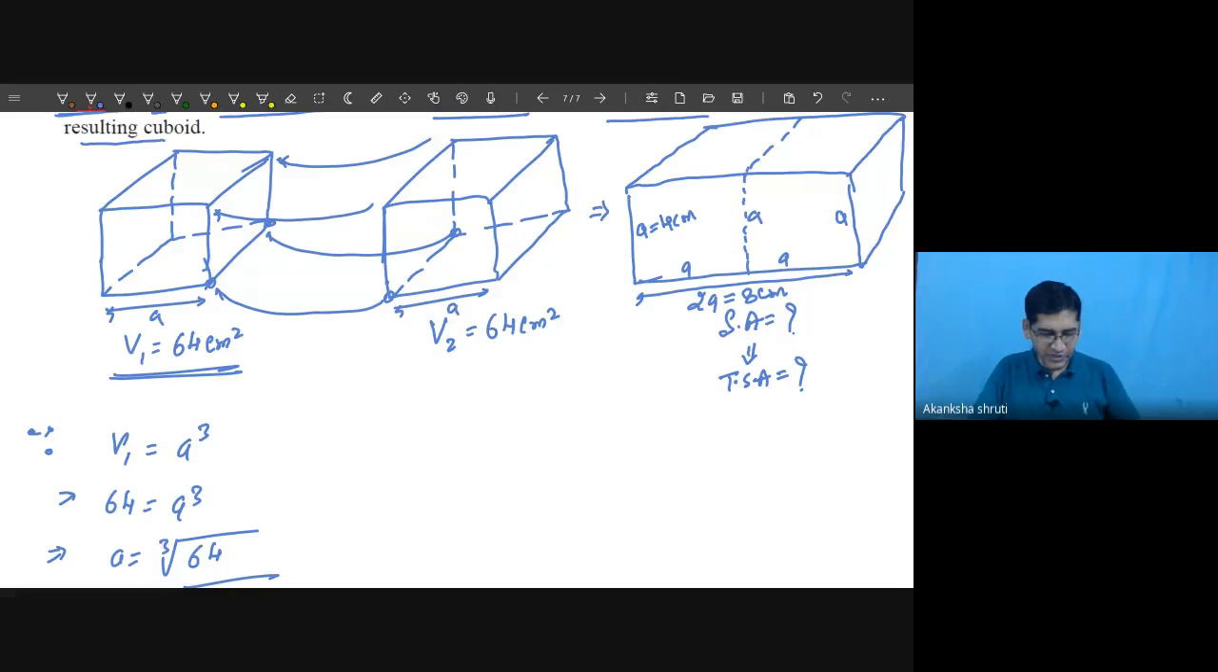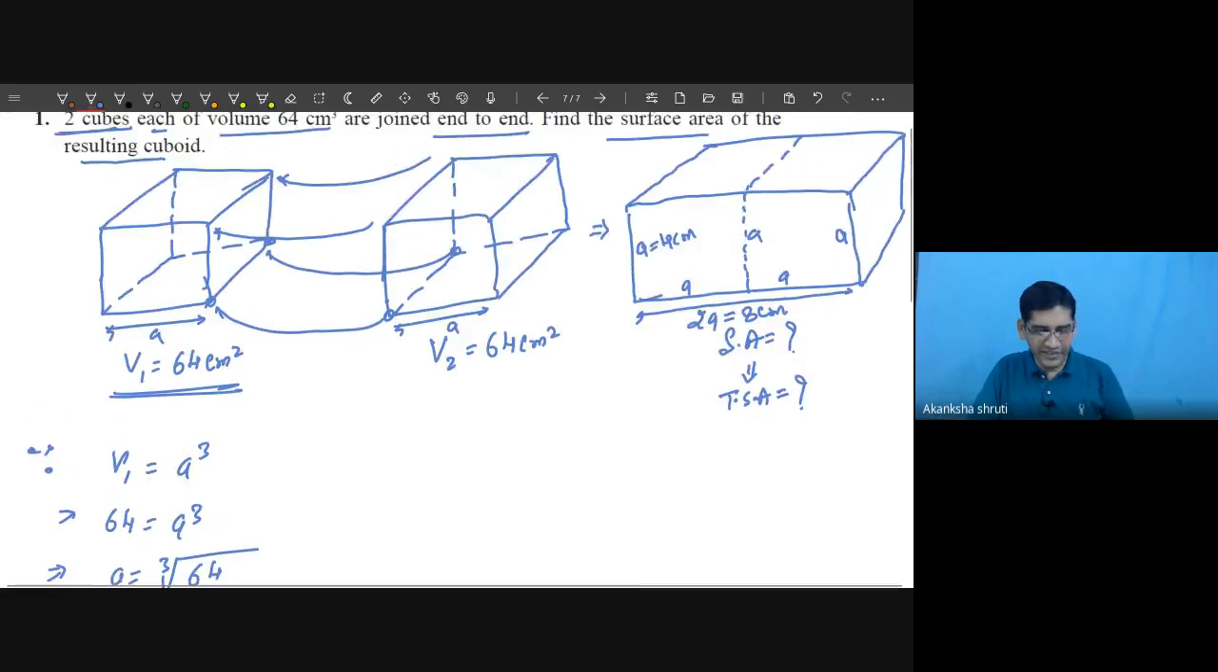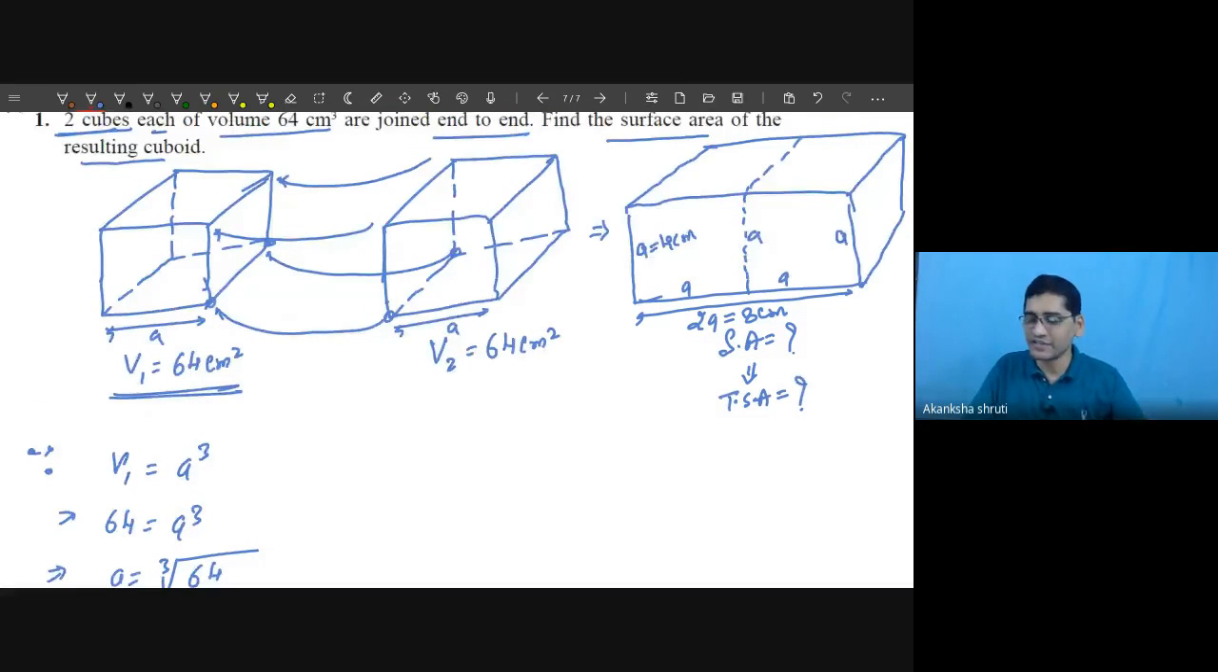So you have to just calculate the A from the given data. Then you have to depict it in the other and quickly get it. Now TSA, for the other, how is it obtained? You may calculate the 6 surface areas separately, or you may substitute in the formula also. Student, let me calculate it separately.